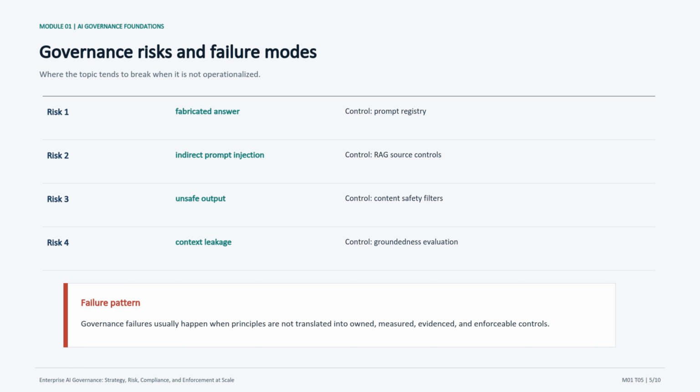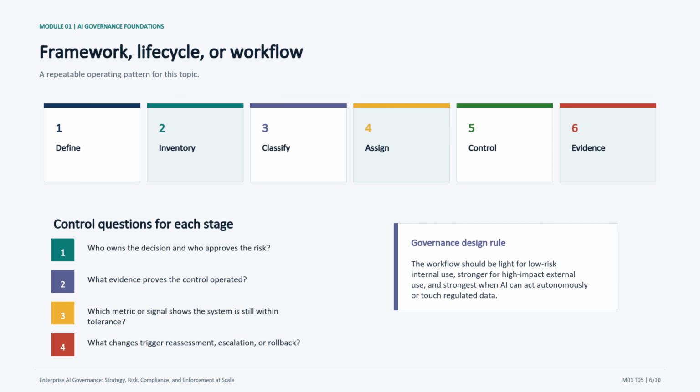That sets up the workflow on the next slide. This slide gives learners an operating pattern. I would walk left to right through the life cycle: define, inventory, classify, assign, control, and evidence. The exact labels may change by company, but the governance logic should stay consistent.